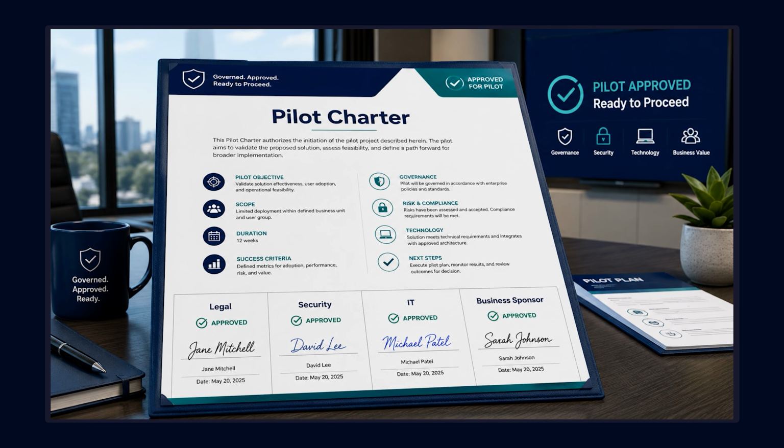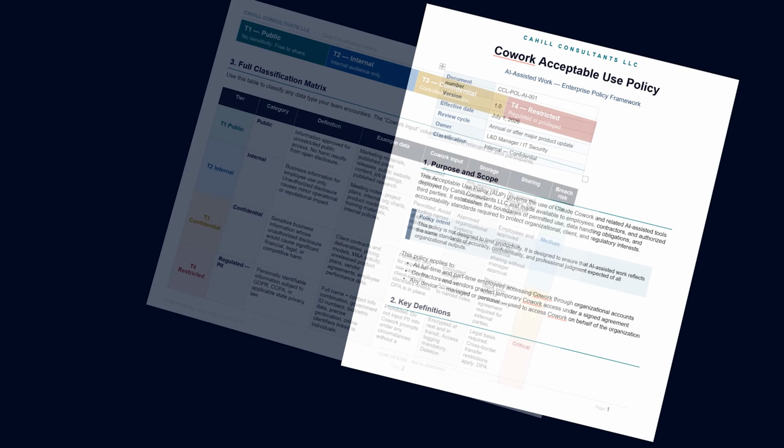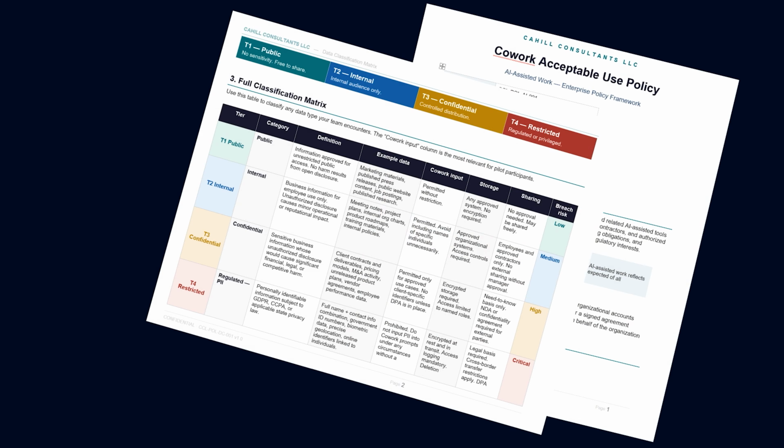The charter points to specific operational documents: the acceptable use policy, the data classification matrix, and the documentation of governance posture against the organization's regulatory framework. Those documents are what make the charter enforceable in practice. We'll cover the 4 governance pillars that a Cowork pilot operates against.